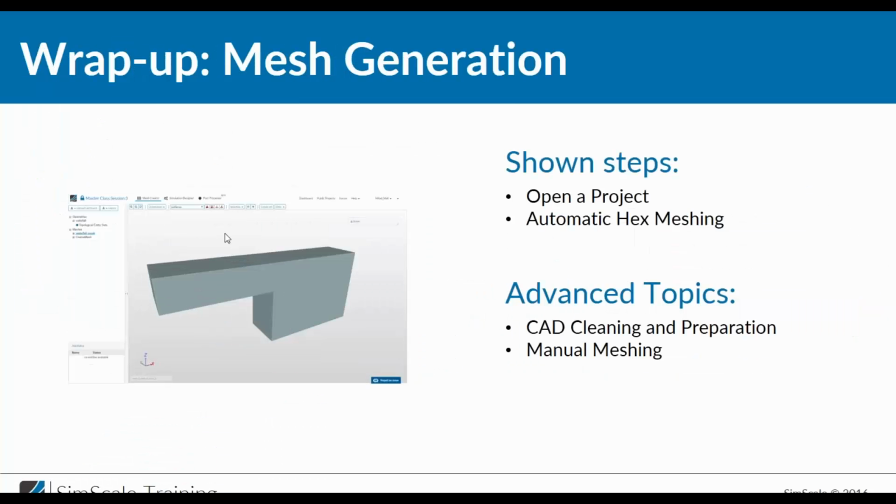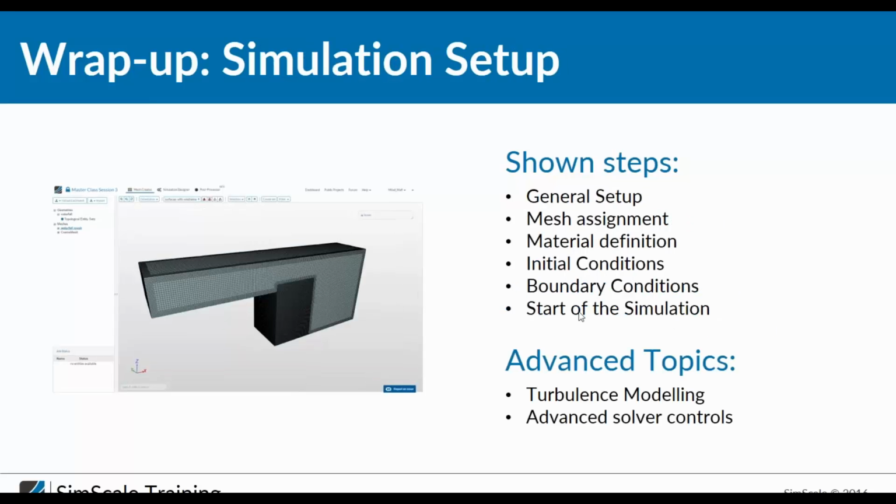First of all, let's do just a quick wrap-up. I think I showed you first of all how to create the mesh. Next step was to set up the simulation. That means general simulation setup. We assigned the mesh, defined the material, this time 2 different materials, and for every phase we defined our own material, we defined the initial conditions, especially the phase fractions, the boundary conditions, and we started the simulation.